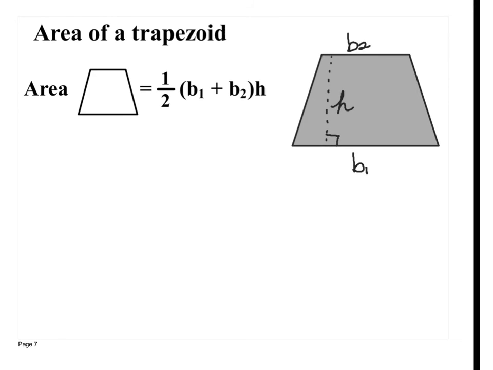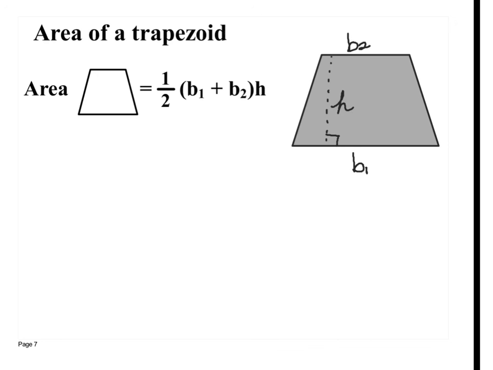Write this down. Here's the formula for area of a trapezoid. This is a little bit different than all the others, so don't get confused. Half of the base 1 plus base 2 times the height. What that means is you take the sum of the bases, you add base 1 and base 2. The bases are the two parallel sides. A trapezoid only has a pair of parallel sides. So you add base 1 and base 2, multiply by the height, and then divide by 2.